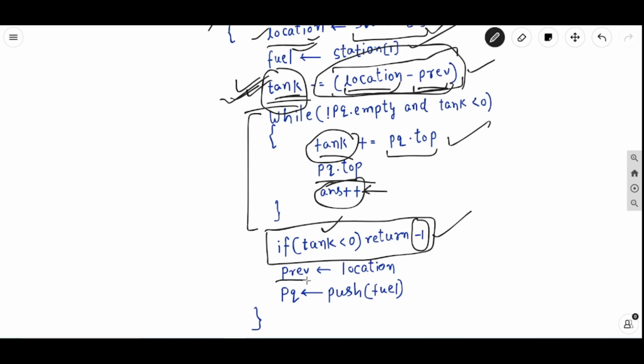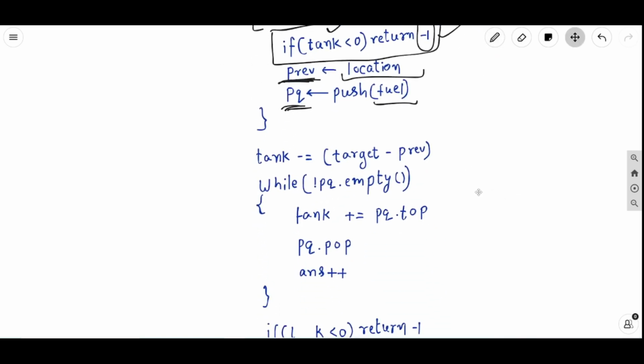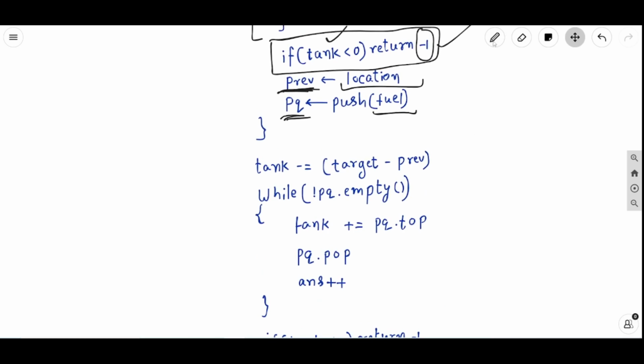Otherwise, I will reach the current location, and now I am leaving this location. That's why this previous variable will be reinitialized to the current location, and I will push the fuel that this gas station is offering for further use into the priority queue. In this fashion I will iterate over all of the gas stations, and at the end, when I'm done iterating all of the gas stations, I just have to reach the target.